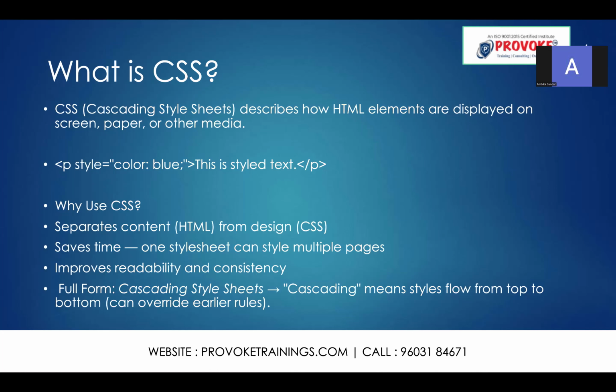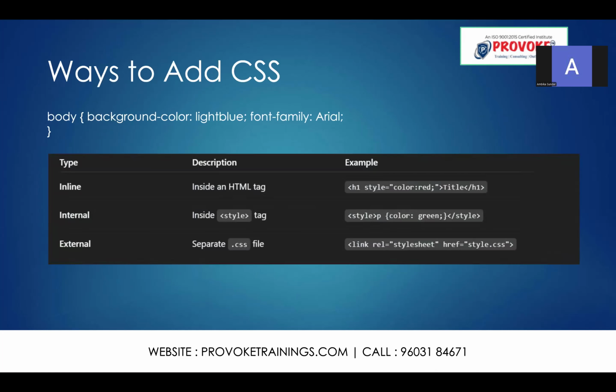Why use CSS? Separate content, HTML, from design. It saves time. One style sheet can style multiple pages. Having one CSS style page, you can design multiple pages. So it is a kind of one logic you are going to use multiple times. It improves the readability and consistency. Full form, cascading style sheet. Cascading means styles flow from top to bottom and can override the earlier rules.